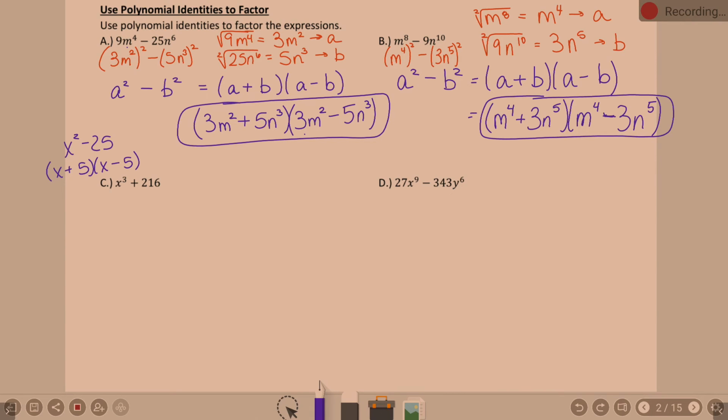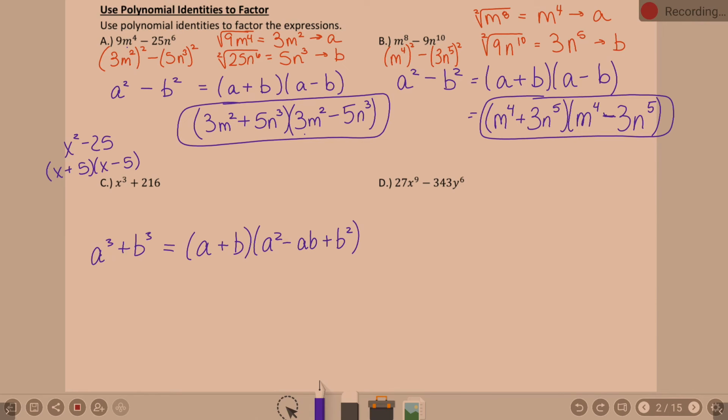Sum of cubes. So this fits the form of a cubed plus b cubed. Now, this is one, folks, I don't have a way to do other than use the formula. Some of the stuff you can get away without knowing the formulas. This one, you're going to have to know how to use the formula. So a cubed plus b cubed factors into a plus b times a squared minus ab plus b squared. Did I get that right? Brain's a little rusty there.